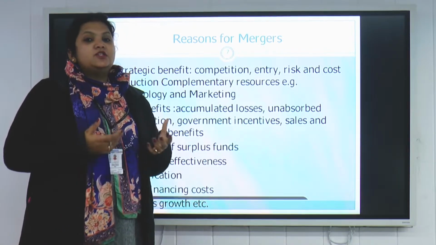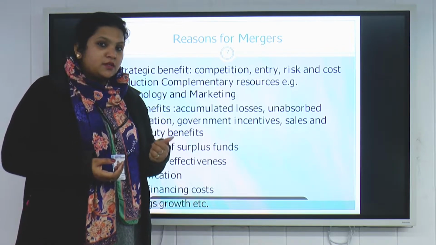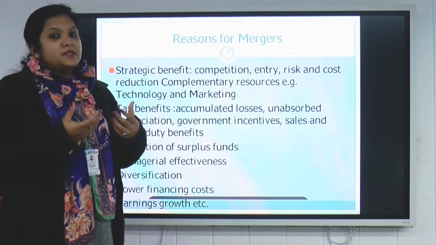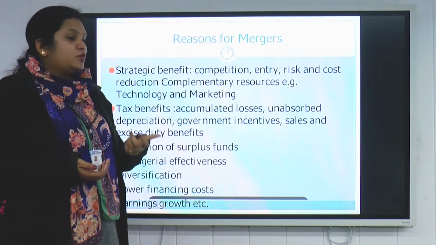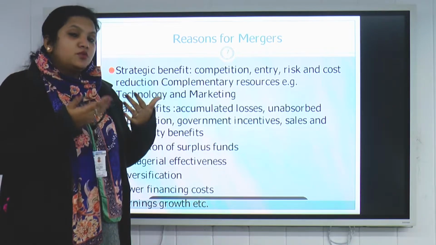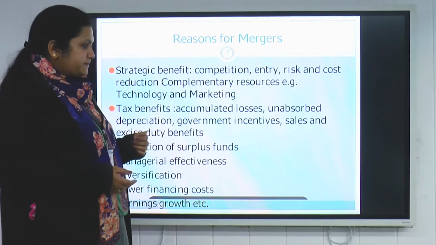Most of the companies enter into merger in order to earn huge profits, in order to get the share price of that company, in order to get the customer base of that company, in order to expand themselves as a huge profit earning firm, right?